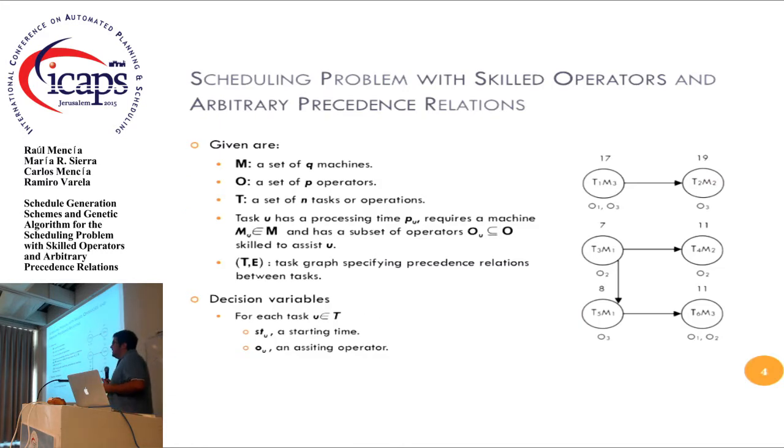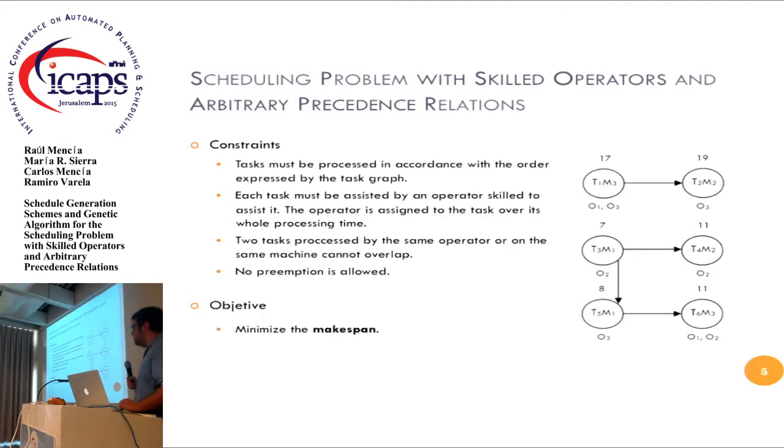In this problem, we're given a set of machines, a set of operators, and a set of tasks or operations. Each operation has a processing time, and it requires a machine and an operator skilled to assist that task. Also, we're given a task graph that specifies the precedence relations between the tasks. And as decision variables for each task, we have to assign the starting time of the task and an assisting operator. And we have to do so satisfying a set of constraints and trying to minimize the makespan, which is the completion time of all tasks.